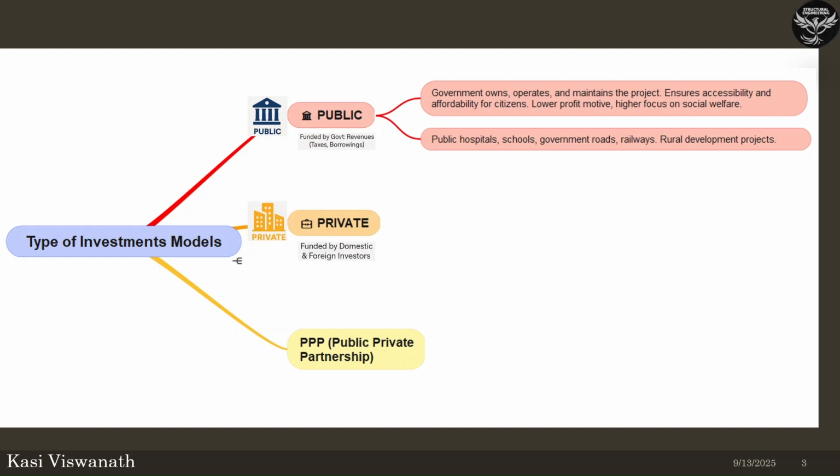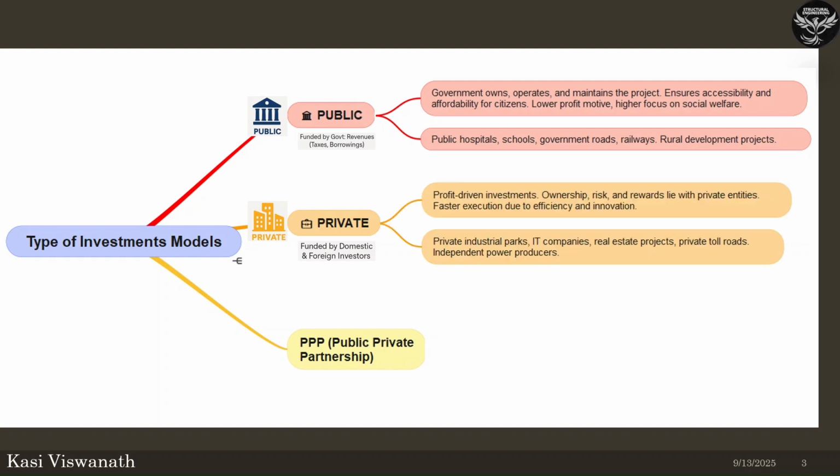Next, we have the private investment model. Here, private actors, domestic or foreign investors, companies, or consortia finance, develop, and operate the project. Funding can come from private equity, venture capital, bank loans, or foreign direct investment. Private investments are typically profit driven, placing ownership, risk, and reward with the private entity. This often leads to faster execution, more innovation, and cost efficiency. Typical private sector projects include industrial parks, IT companies, real estate ventures, toll roads, and independent power production.